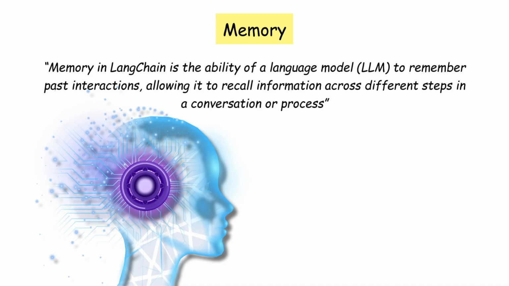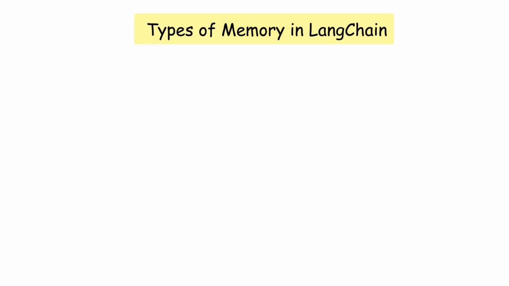Memory in LangChain is the ability of a language model to remember past interactions, allowing it to recall information across different steps in a conversation or process. Imagine you're chatting with a virtual assistant, and every time you ask something, it forgets everything you've said before. But with memory, LangChain can remember details from previous interactions and use that information to improve responses or take actions in future steps. LangChain offers different types of memory depending on the needs of your application.